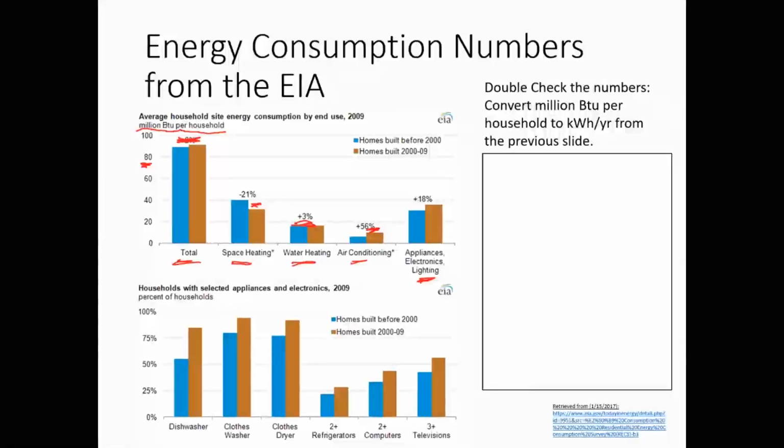And you'll also notice that our appliances, electronics, and lighting has gone up. We have more and more electronics, right? We've got DVRs and we've got big, flat screen TVs and all of that stuff. So as we get more electronics and our plug loads increase, so too does our energy use. So the next chart is showing the percentages of households that have these things. This accounts for why there has not been a drop in energy, because more and more households have these appliances.